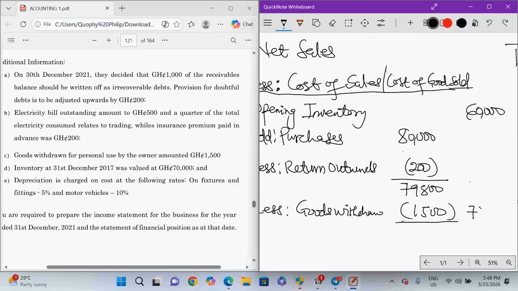So please give me the figure again. 78,300. You add it to this. 138,300.